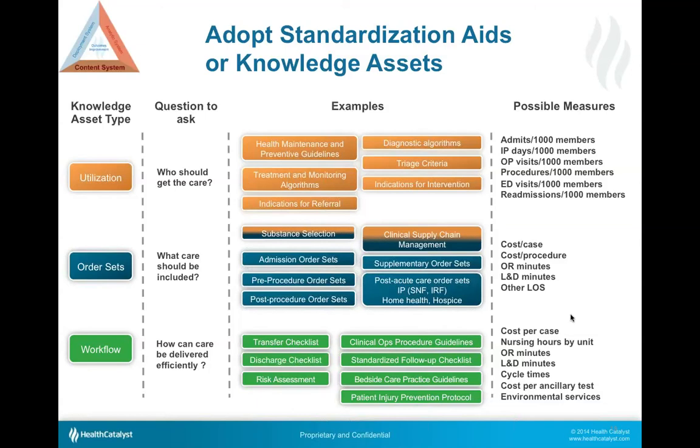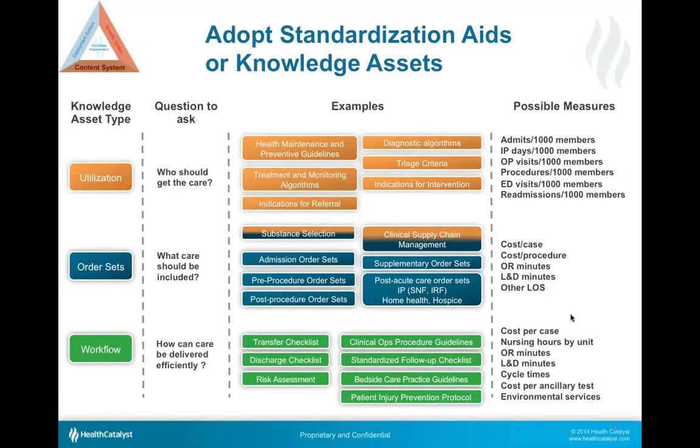Utilization is all about who should get the care. And the examples would be things like a triage criteria, which patients should be admitted to the hospital, which could be cared for by their primary care physician. An intervention criteria might be, should we do this procedure or should we just use a physical therapy? Indications for referral would be something like, should this patient be referred to a specialist or should the primary care physician manage this patient? So those are just a few examples of knowledge assets related to utilization.